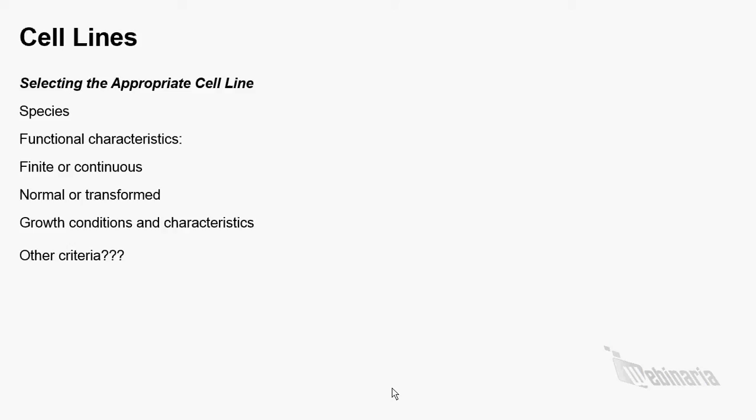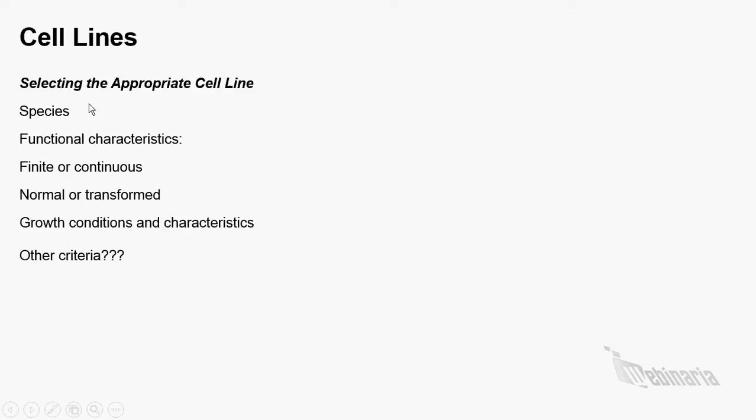How to select your cell lines? Consider the following criteria, which I have mentioned over here, to select an appropriate cell line for your experiments. Always it's going to depend. You don't have to consider all the criteria, all the factors. Okay, so for example, species.